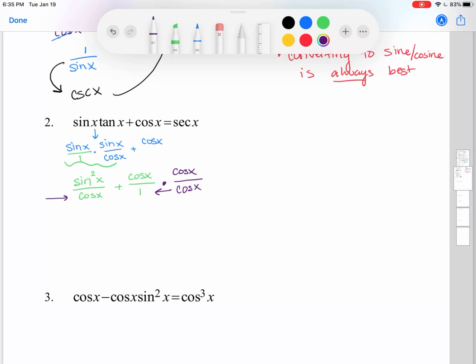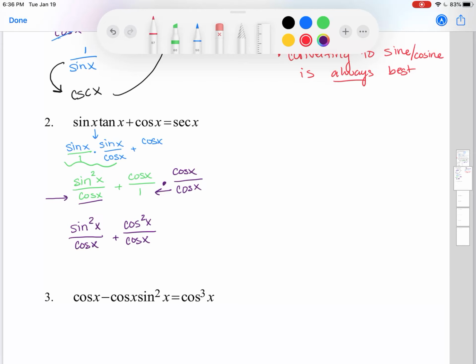So this second term is going to get multiplied by cosine x over cosine x. This first term does not need a cosine x to get multiplied because it was already there. So here's how it's going to work. First term is going to stay the exact same. And then I'm going to add my second term, which is now cosine squared x over, and my denominator is 1 times cosine x, which is now cosine x.